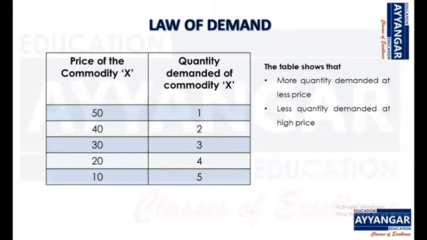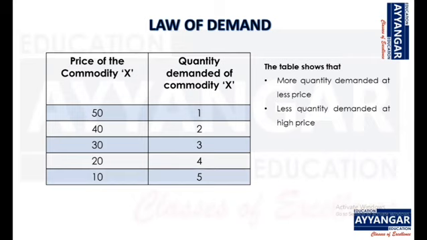Next point is, let's understand a table here. At 50 rupees, only 1 kg was demanded of the product. They have taken an example of a commodity X. When the price is 50, the quantity demanded is only 1 kg. When the price decreased from 50 to 30, the quantity increased from 1 kg to 3 kg. And when the price further decreased from 30 to 10, there is a further increase in demand from 3 kg to 5 kg.